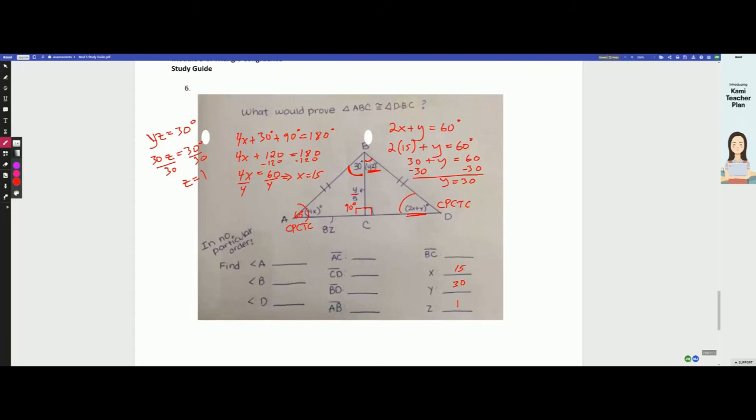So for example, for angle A, we already found that to be 60 degrees. Angle B was actually given to us because they just had it in the picture.